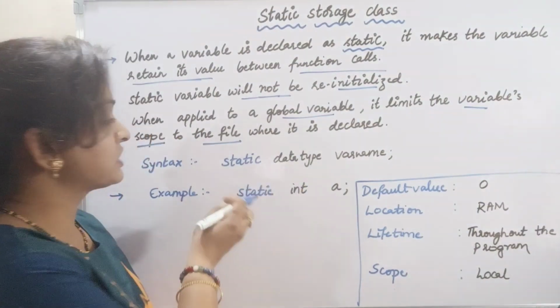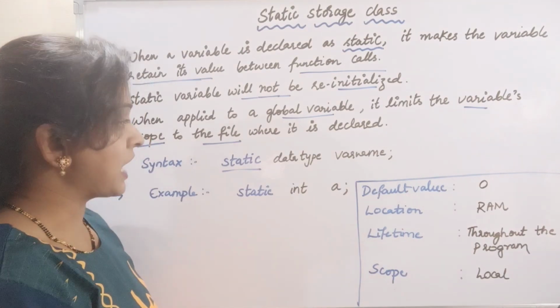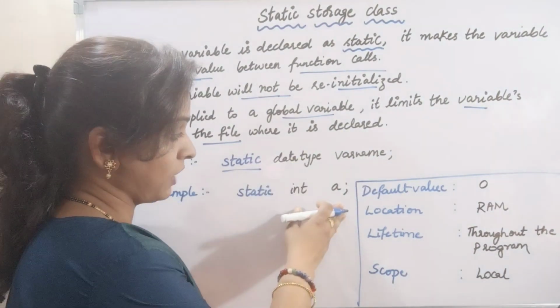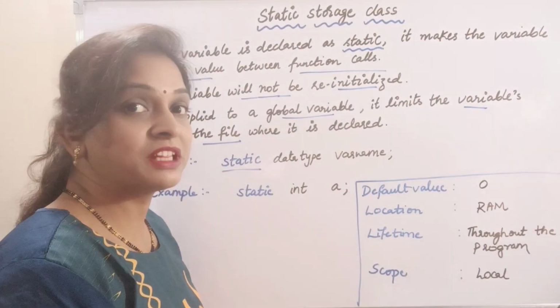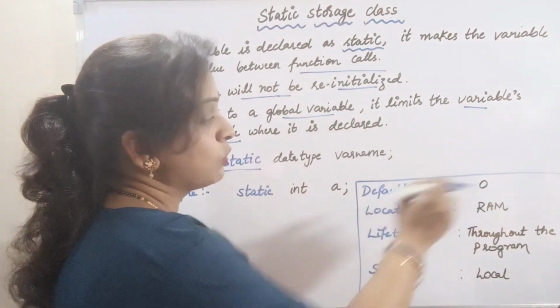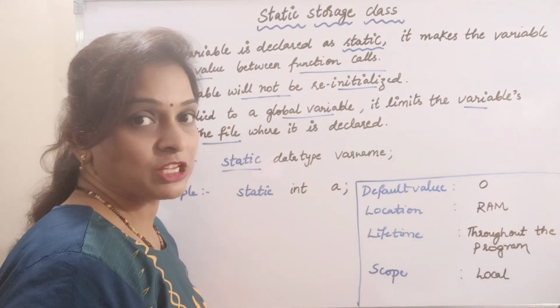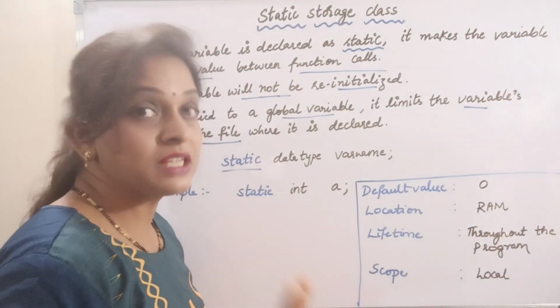So how do we use static? As usual, we use the keyword static, then the data type and the variable name. For example, static int a. I have not initialized this, so what will be the default value? The default value will be 0 for static. For auto, it is a garbage value. For extern, it is 0. For static also, it is 0.